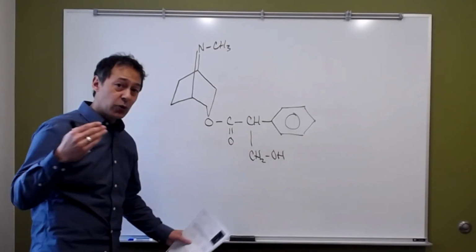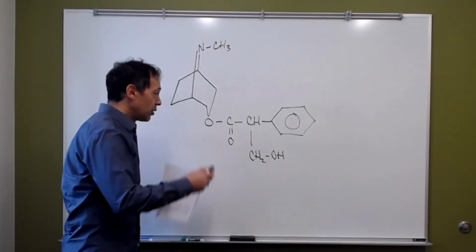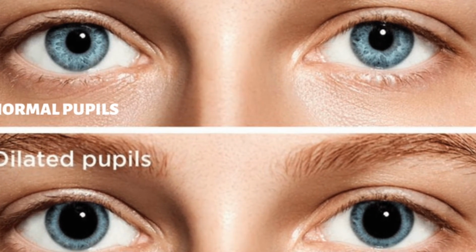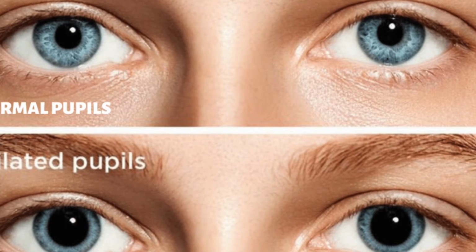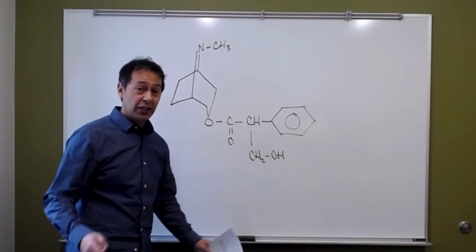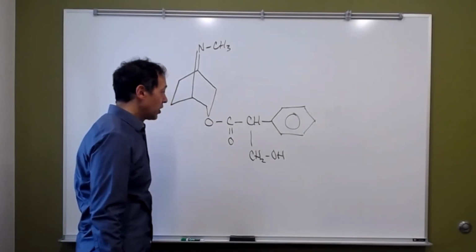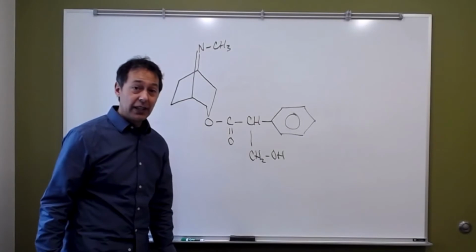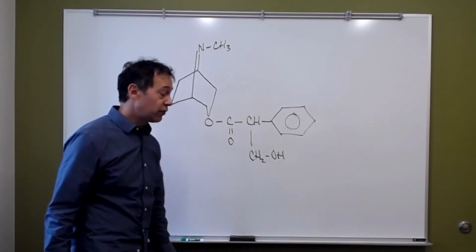And this is a vasodilator, and so it would cause the pupils to dilate. As a result, they'd end up with these big pupils, and this was thought to be attractive. And so this is belladonna, beautiful women. Now, as it turns out, a little too much atropine can actually make you blind. And so, not actually so good for you.